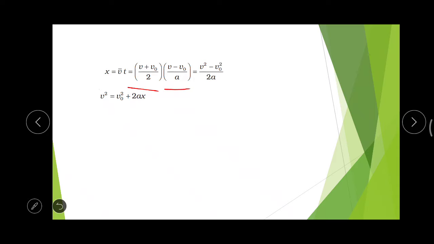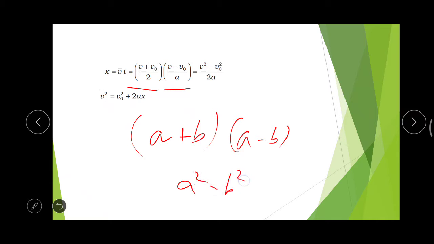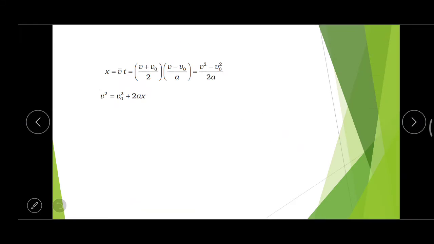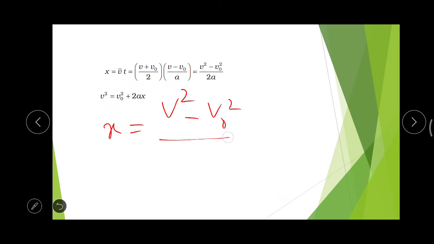(v plus v0) into (v minus v0), like (a plus b) into (a minus b), is equal to a square minus b square. That is over here, and 2 into a is 2a. So you obtain the equation x is equal to (v square minus v0 square) by 2a. Just cross multiplying, v square minus v0 square will be equal to 2ax. That means v square will be equal to v0 square plus 2ax.